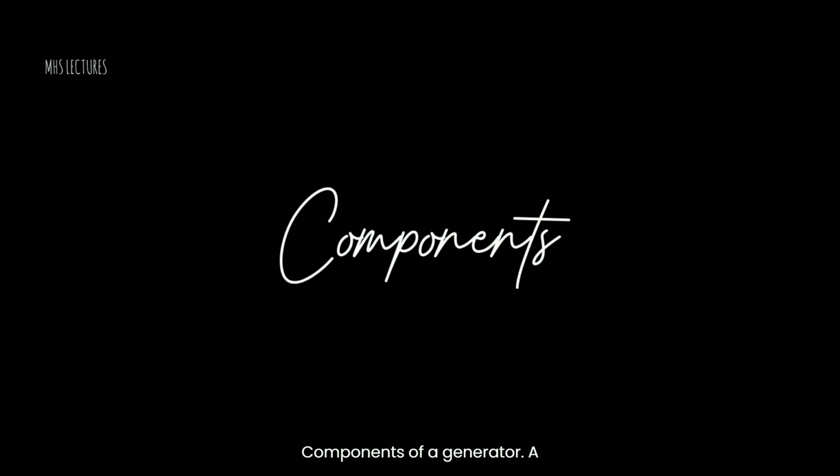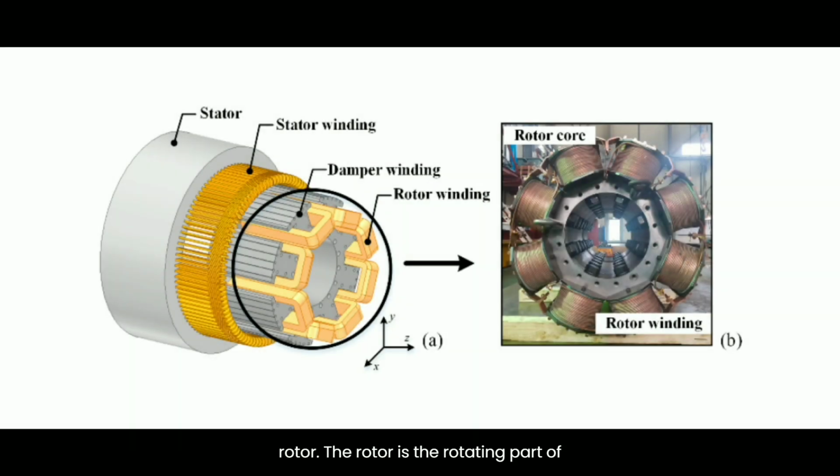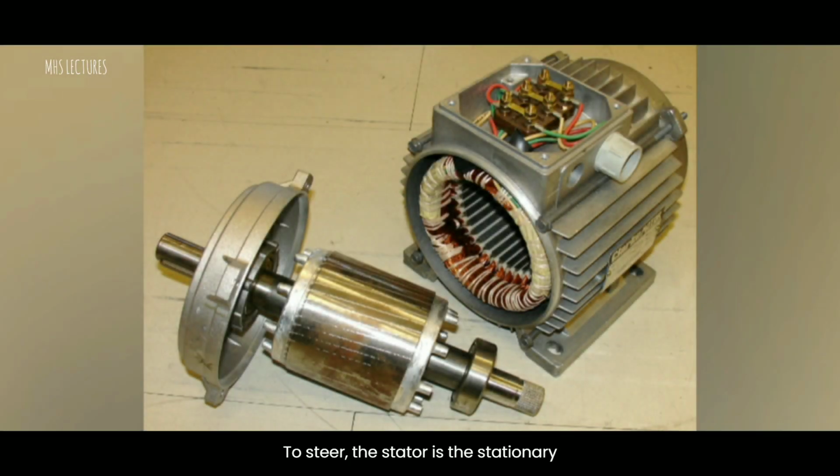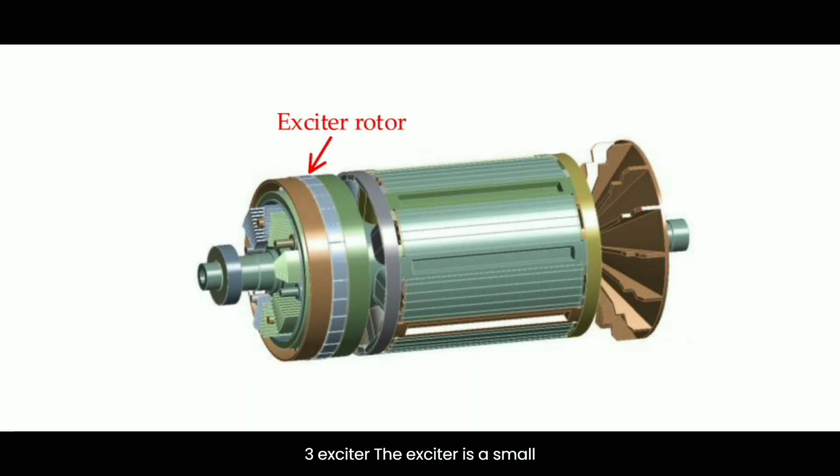Components of a generator. A generator typically consists of the following components. 1. Rotor. The rotor is the rotating part of the generator that contains a magnetic field. It can be either a permanent magnet or an electromagnet. 2. Stator. The stator is the stationary part of the generator. It consists of a set of windings or coils that are connected to the external circuit. 3. Exciter. The exciter is a small generator within the main generator that provides the initial current to the rotor to establish the magnetic field.